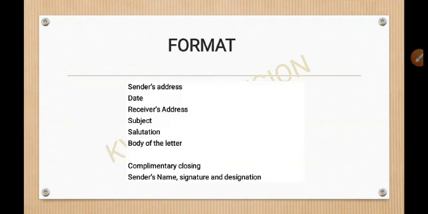Now let's discuss the format. It follows the same format of the formal letter or the official letter. First comes the sender's address, then comes the date, then comes the receiver's address, then comes the subject, then the salutation, then the body of the letter, and then we give it a complimentary closing, and we end it with sender's name and signature and designation if it's given.